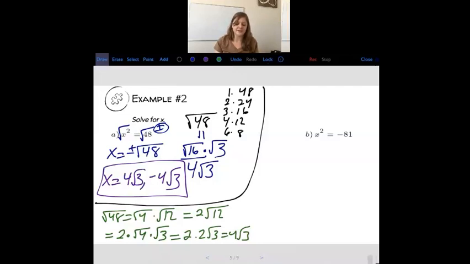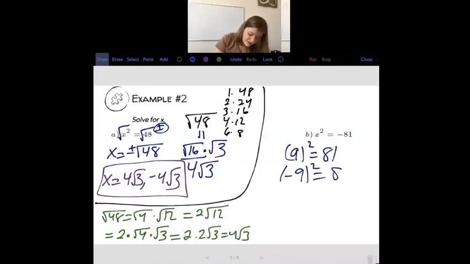Part B, x squared equals negative 81. 81 is a perfect square. However, when we're looking for a number squared, is it ever going to equal a negative? You can't square something and get a negative. You could try 9. That's 81. You could try negative 9 squared, which is still 81. So this one has no solution, or no real solution.